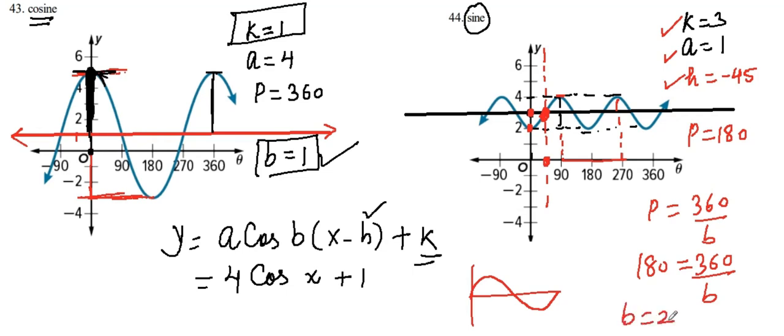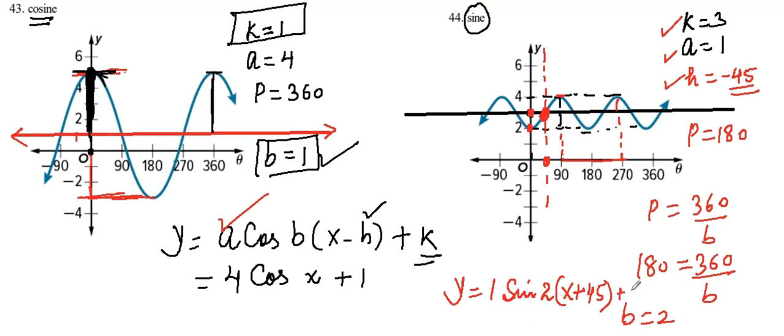So the equation is, how are we going to write the equation? y is equal to A is 1, sine B is 2, x minus h, h is minus 45, so minus minus is plus, and plus k is 3. So this is your final answer of this. It has phase shift.